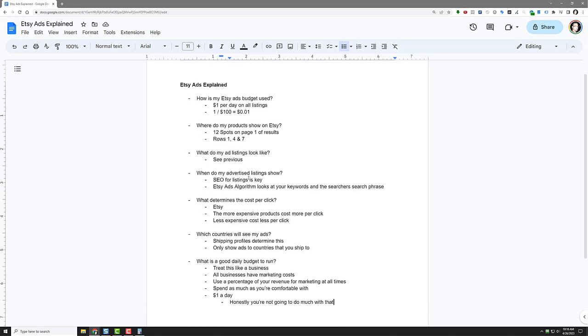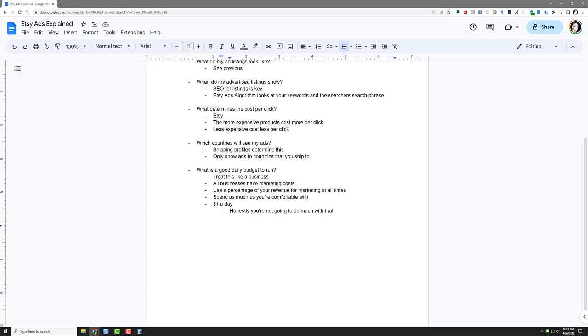What do they look like? Well, we showed you that. When do they show? So it's based on SEO and what the person is searching for. What determines the cost per click? Basically Etsy. Which countries will see my ads? Well, where you ship with physical products will determine which countries see your ad. For digital, I believe it's worldwide.